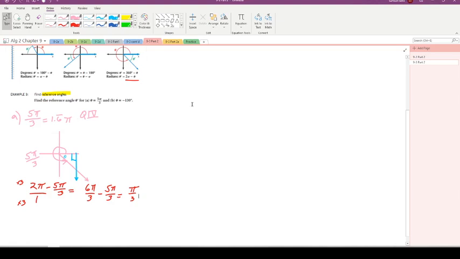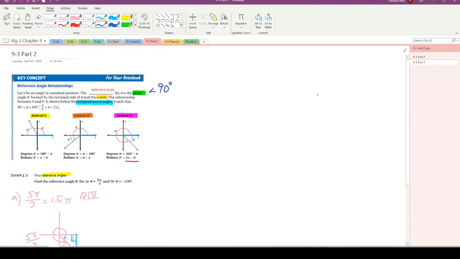Okay, let's go to the next part. The next part is B. So let's change the color to this one, and I'm going to put part B over here, right? And B is we're looking for negative 130 degrees. Okay, well, what's the first thing we have to do?